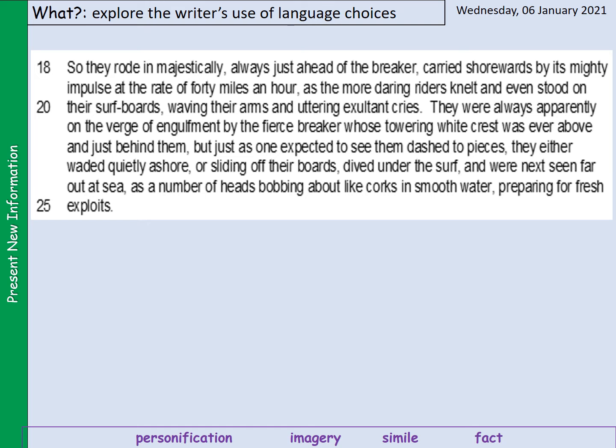They rode in majestically, always just ahead of the breaker, carried shorewards by its mighty impulse at the rate of 40 miles an hour, as the more daring riders knelt and even stood on their surfboards, waving their arms and uttering exultant cries. They were always apparently on the verge of engulfment by the fierce breaker, whose towering white crest was ever above and just behind them. But just as one expected to see them dashed to pieces, they either waded quietly ashore, or sliding off their boards, dived under the surf, and were next seen far out at sea as a number of heads bobbing about like corks in smooth water, preparing for fresh exploits.